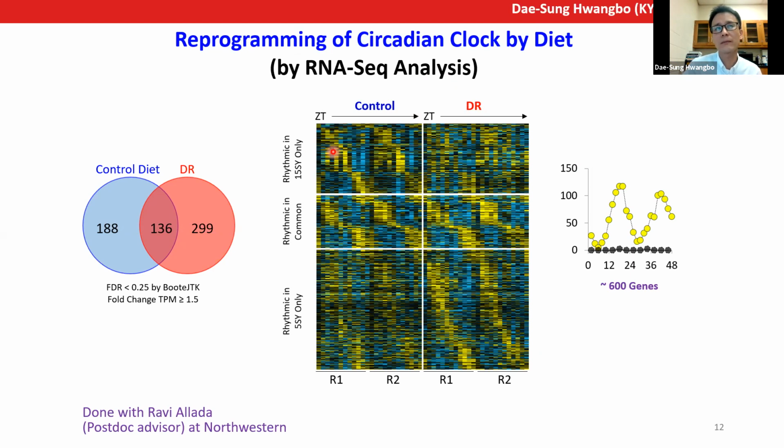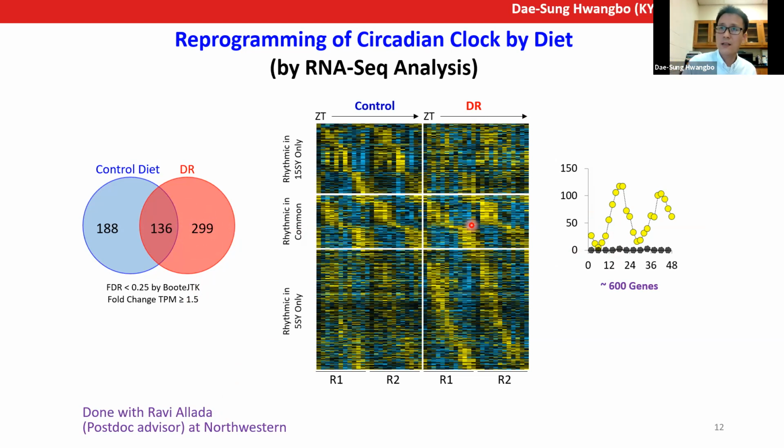So using bioinformatic analysis, which I got help from friends at Northwestern, we found quite interesting gene transcriptome reprogramming. For example, certain genes are only cycling like this in the diet restriction condition, while some genes are still cycling in both conditions, but with a little bit of different phase or amplitude or something like that.